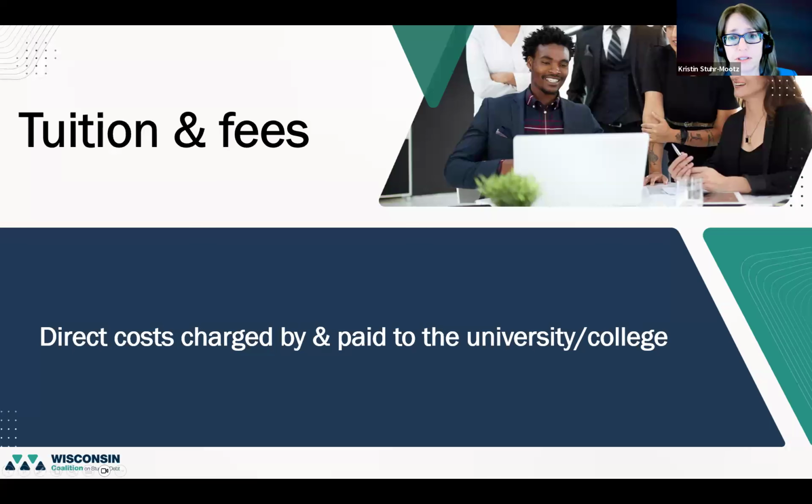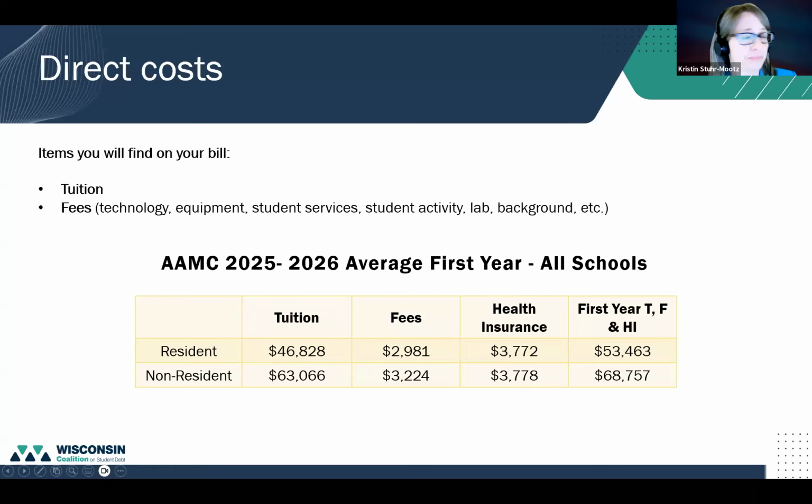So the first item we'll cover today is tuition and fees. These are considered direct costs. They are charged by and paid to the university or college directly. These are items you'll see on your bill or student account. I'm going to share some data provided by the AAMC, which is the Association of American Medical Colleges. They have lots of information resources, and I would encourage you to review the information they have.